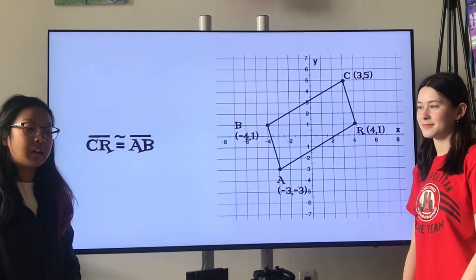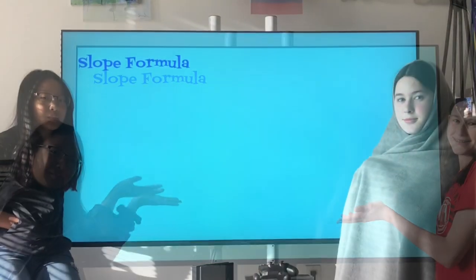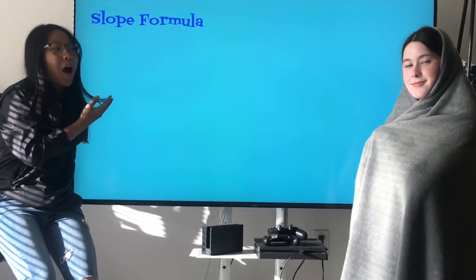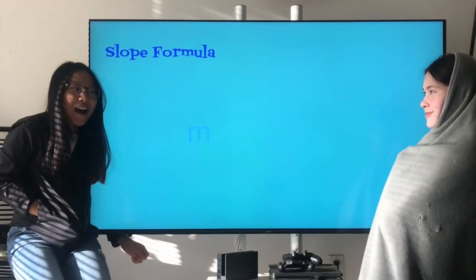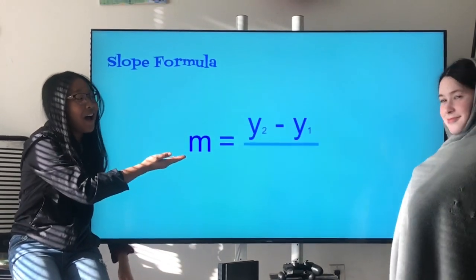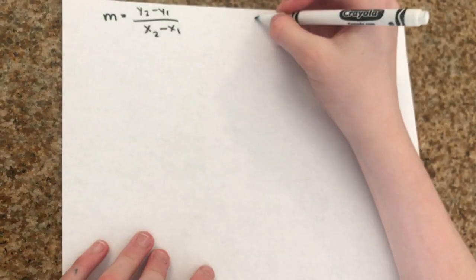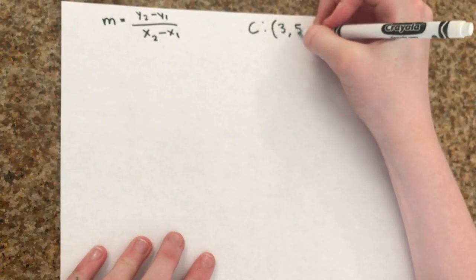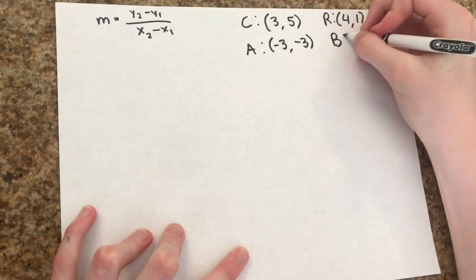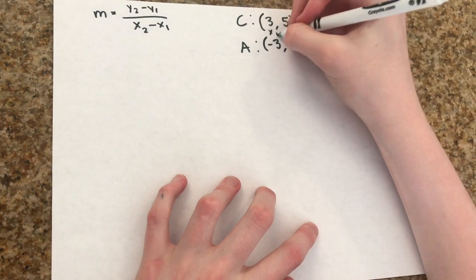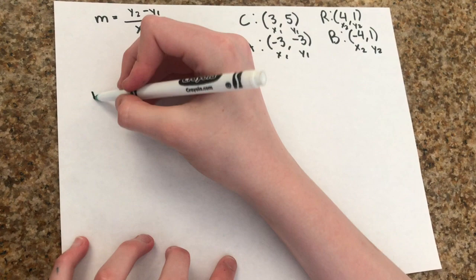And to prove that lines are parallel, we have to use the slope formula. I'm gonna find the slope, cause I got the formula in my pocket. M equals y2 minus y1 over x2 minus x1. So we have the slope formula over here, and right now we're just writing down the points. So C is 3,5, R is 4,1, A is -3, -3, and B is -4, 1. Now we're just labeling x and y.